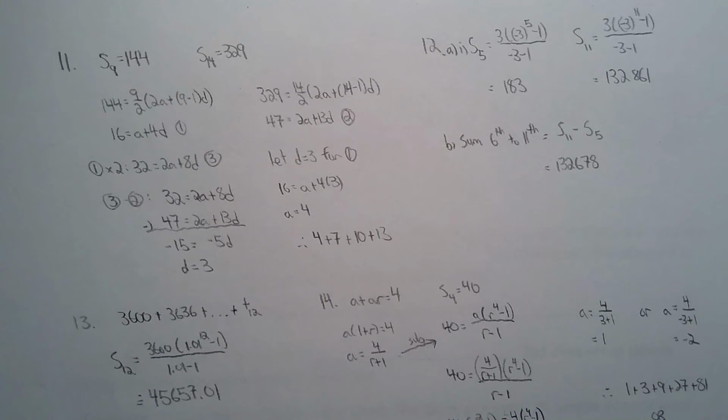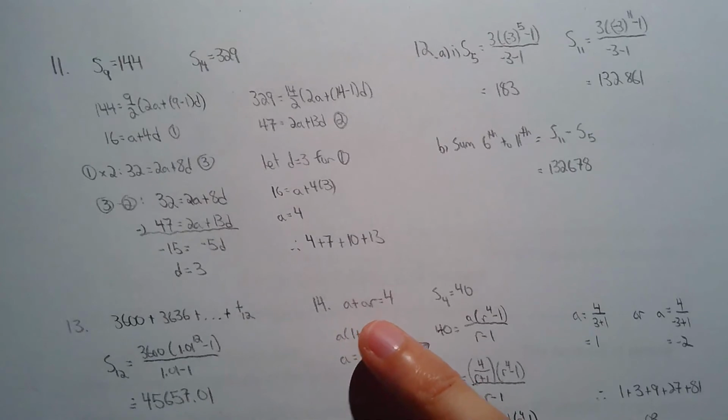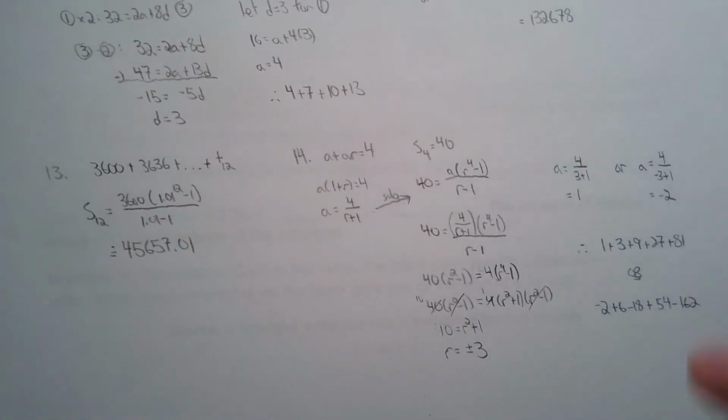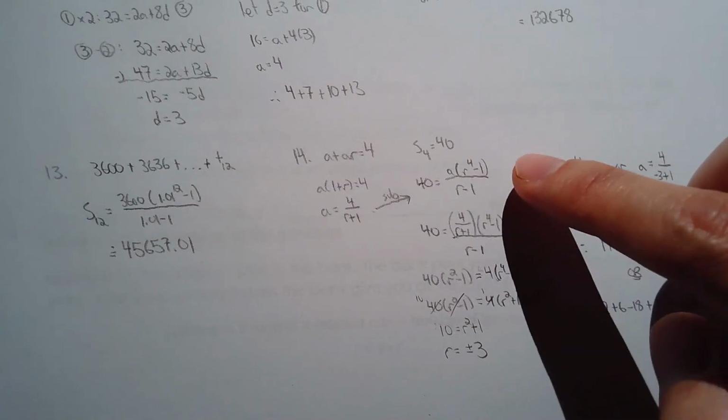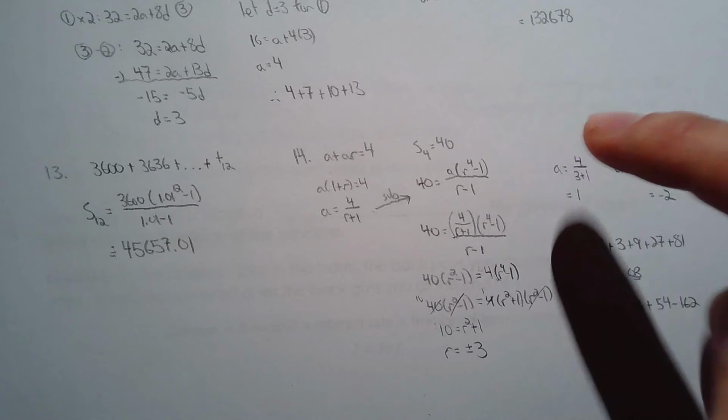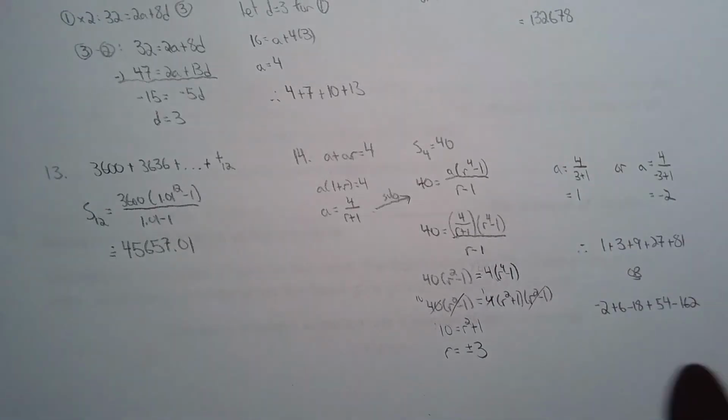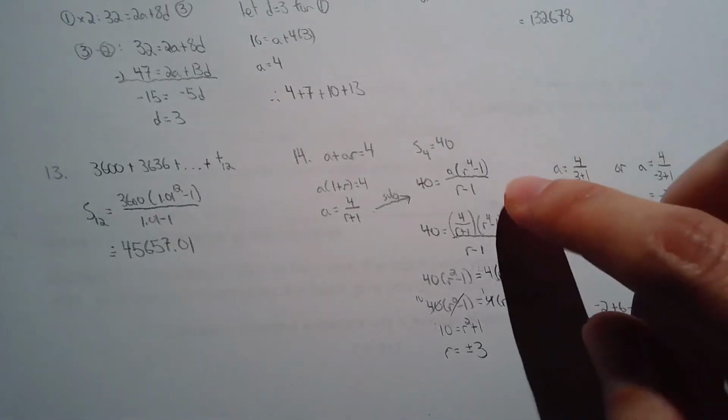The sum of the first 2 terms of a geometric series is 4, and the sum of the first 4 terms is 40. So if the sum of the first 2 terms is 4, then A plus AR is equal to 4, because there's a first term and a second term. If the sum of the first 4 terms is 40, then you can use the geometric series formula, or you can just say A plus AR plus AR squared plus AR cubed.